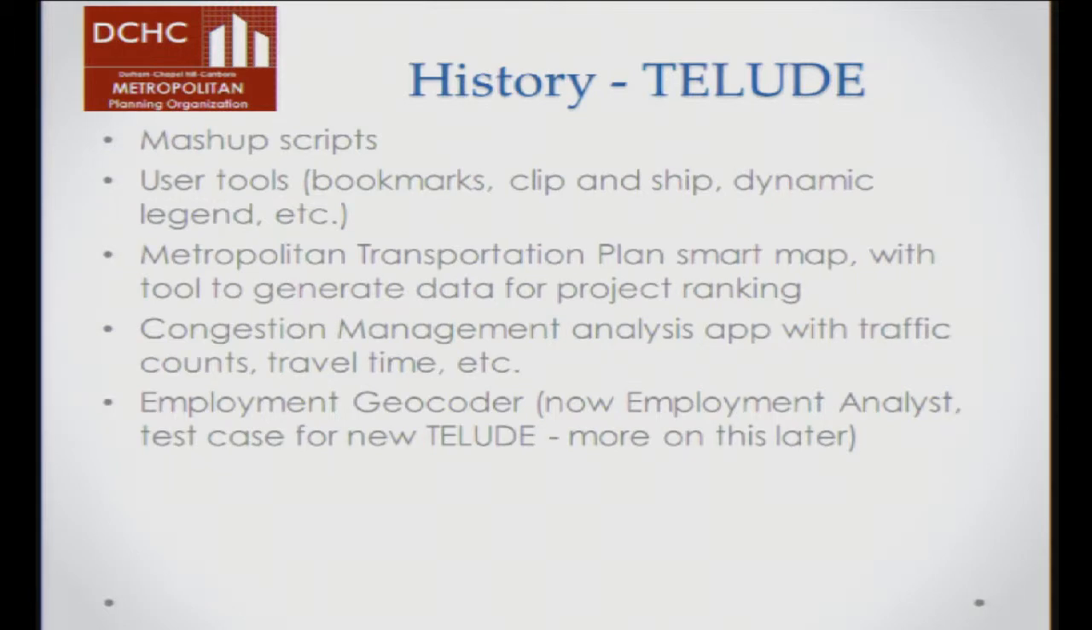And also then we were wanting to develop some specific transportation planning tools. A smart map for the Metropolitan Transportation Plan, which could generate data for ranking projects for inclusion into our MTP. A congestion management analysis app, so one location where we could use all of our traffic data to analyze congestion on our highways. And what we called the employment geocoder, which I'm going to be talking about in depth later on.